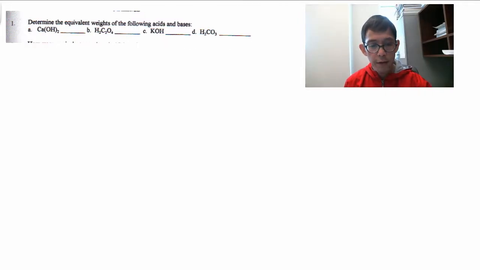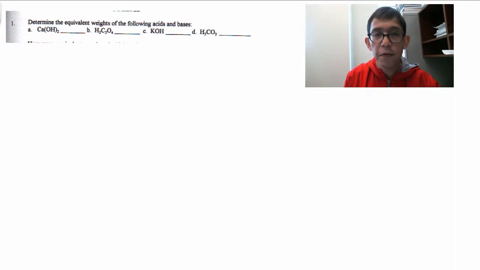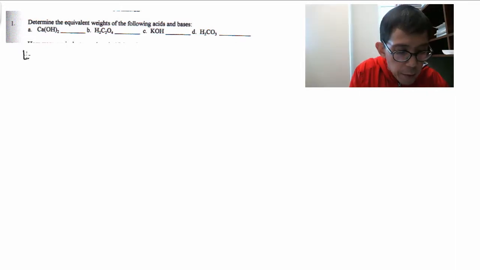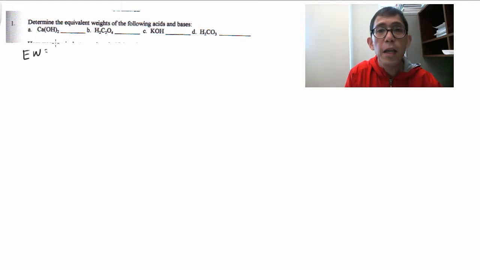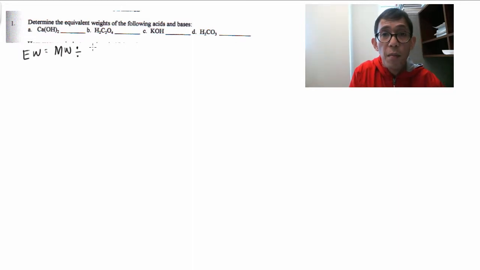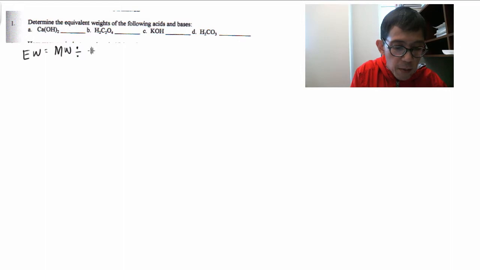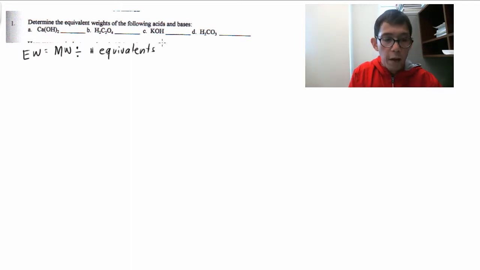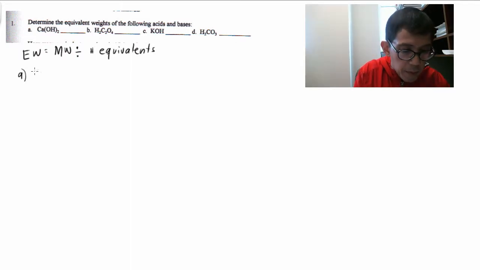Determine the equivalent weights of the following acids and bases. So we have to define equivalent weights. Equivalent weight, EW, is equal to the molecular weight of the acid or the base divided by the number of equivalents. Okay, so let's do the first one.